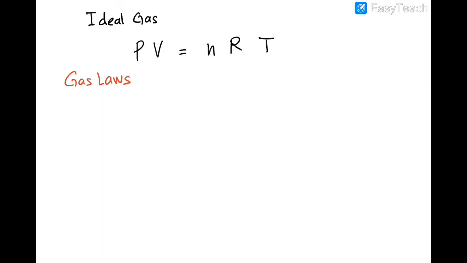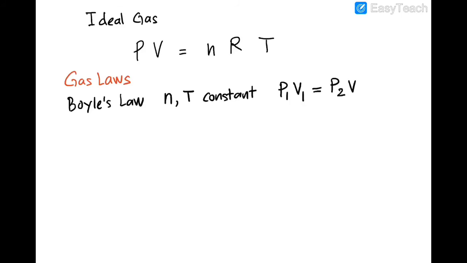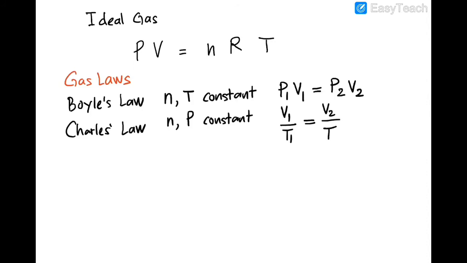Now, based on several experiments, for instance, Boyle's law said that if we have a gas at two conditions, but the mole and the temperature are constant, then if we multiply the first pressure with the first volume, this will be equal to the multiplication of the second pressure and the second volume. On the other hand, Charles's law was derived from his experiments at constant mole and pressure, and he found that the first volume divided by the first temperature will be equal to the second volume divided by the second temperature.